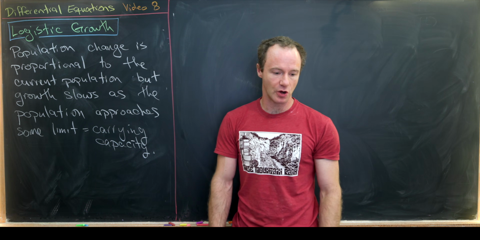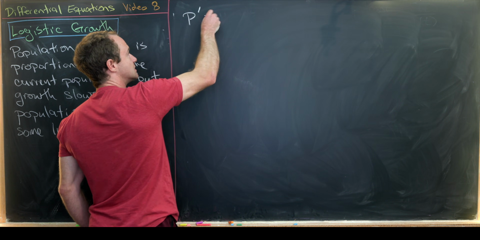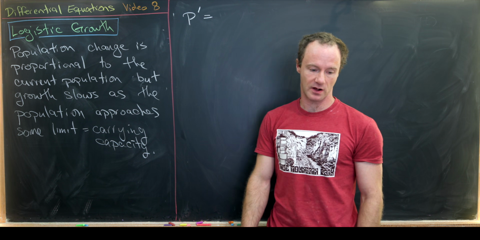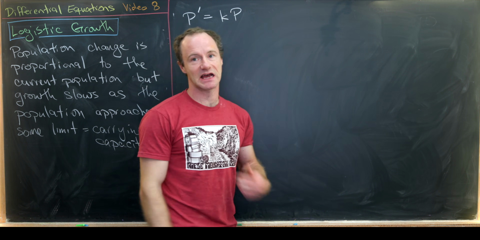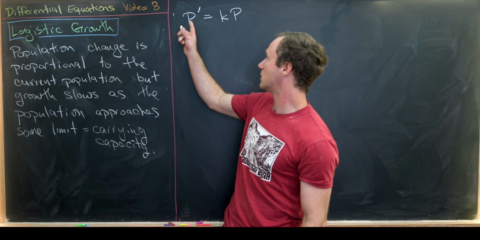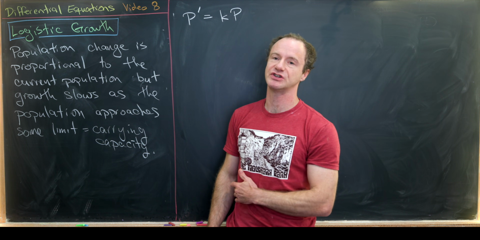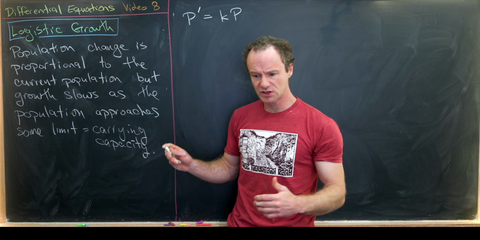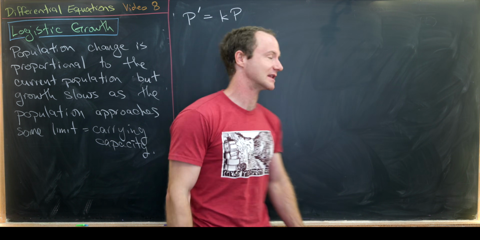Okay, so how can we encode that into a differential equation? Well, maybe let's say P is the population. So population growth, or the change in population, would be its derivative, so P prime. So it needs to be proportional to the current population. So I'll say K times P. And then we need to encode that this growth will slow. In other words, this derivative will get closer to 0 as the population approaches some limit. And we can encode that as this also being proportional to something that measures the distance the current population is from that limit.